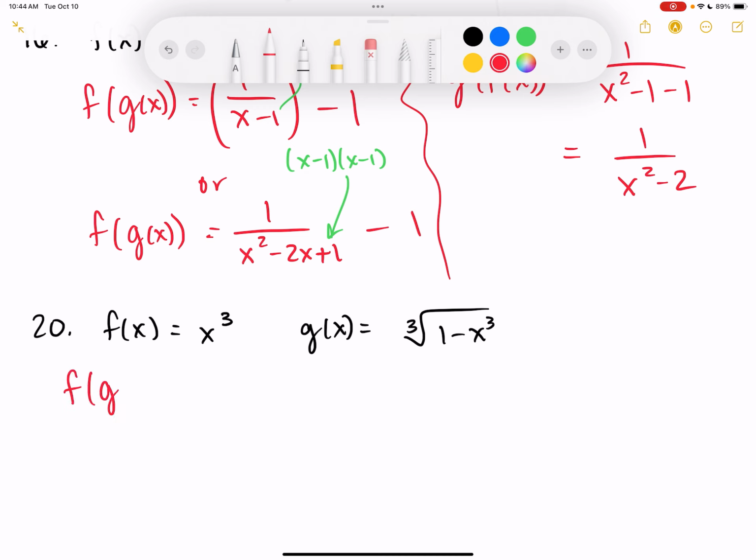So f of g of x. I'm going to be putting the entire function g of x in here. I'm going to put this in parentheses just because it's a big thing that is happening to. So this is the cube root of 1 minus x cubed, and then that whole thing is being cubed.